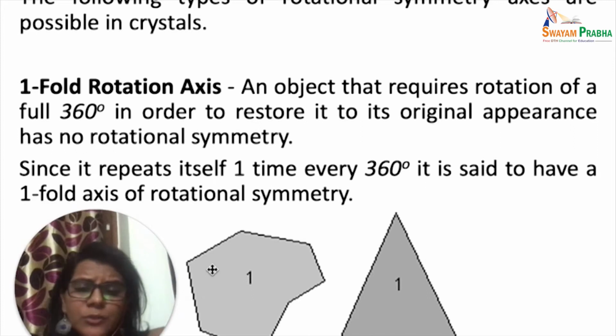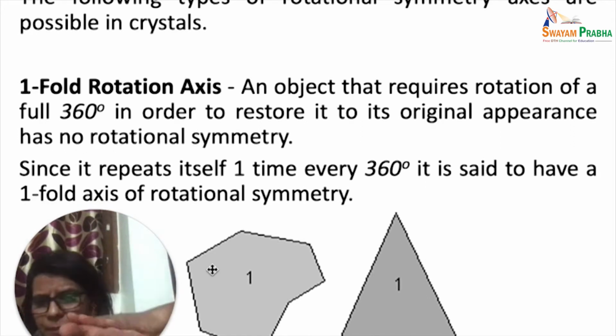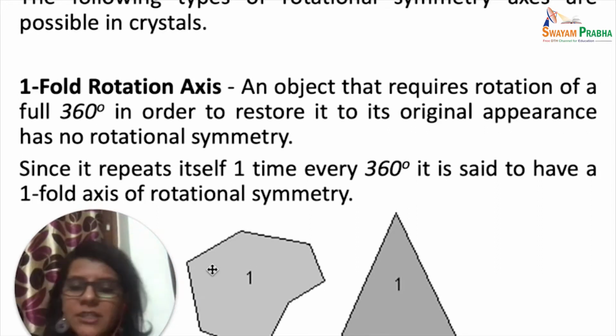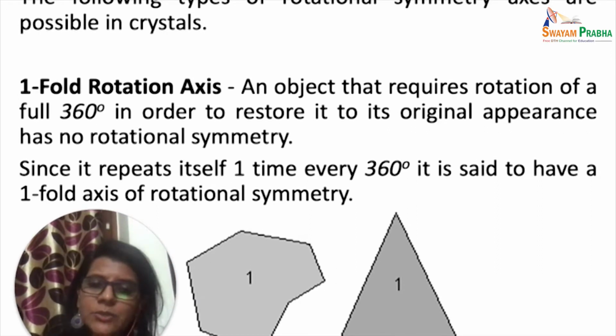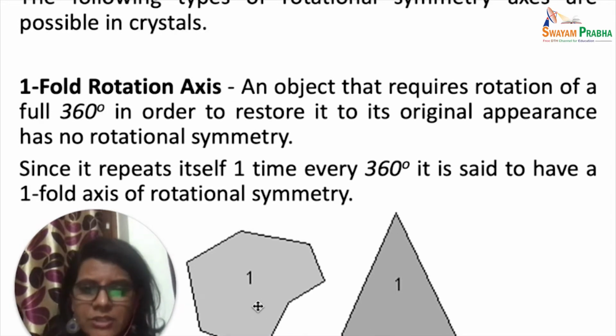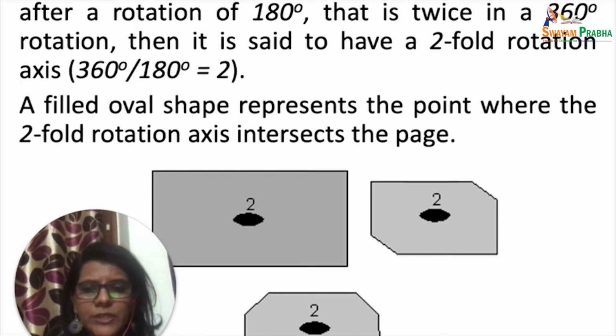Now, let's say this is the plane of the paper and this structure is drawn. I will have to give it a complete 360-degree rotation for me to get an identical structure. There is no other angle at which, if I give the rotation, I will get this structure. So this structure, because it repeats itself only one time every 360 degrees, is said to have a one-fold axis of rotational symmetry.